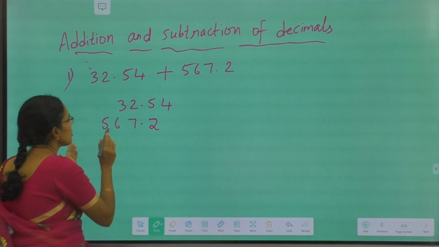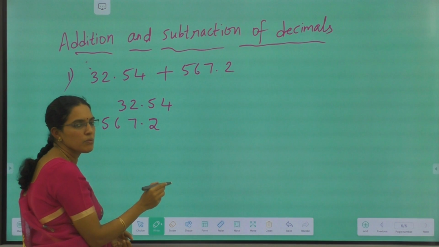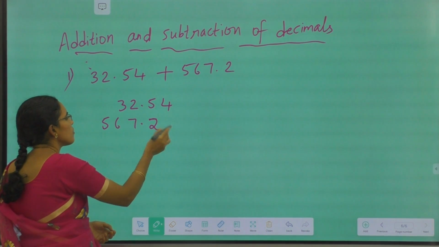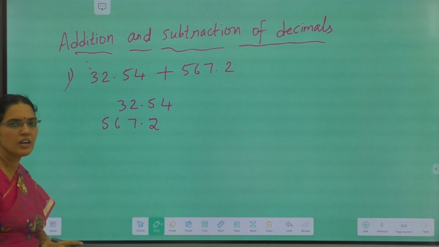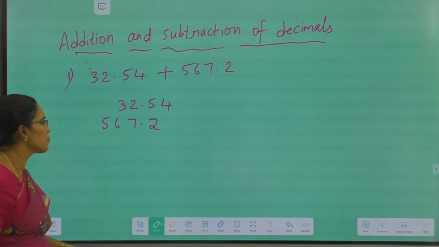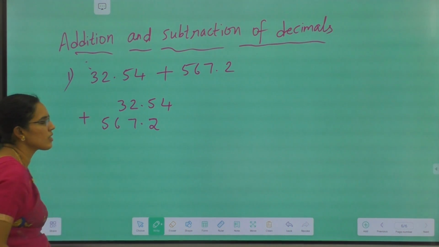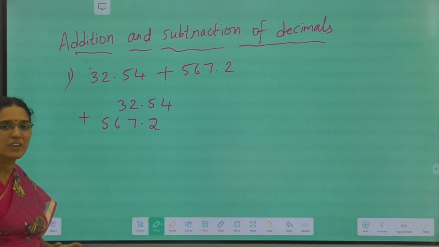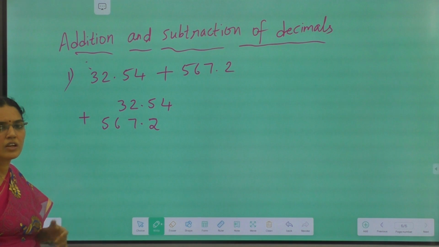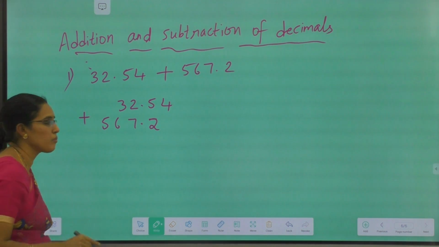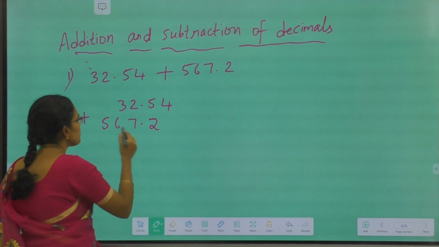If you want, you can convert them into like decimals by placing 0, and then add. It is not compulsory. In case of addition, converting into like decimals is not compulsory, whereas in case of subtraction, must and should, we should convert them into like decimals. Otherwise, you get confusion in some problems. I'll explain that one later.